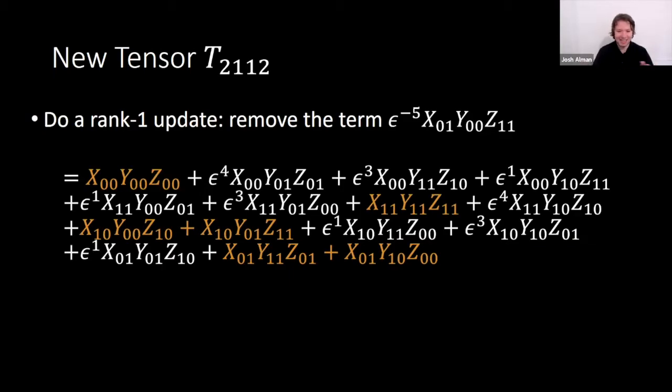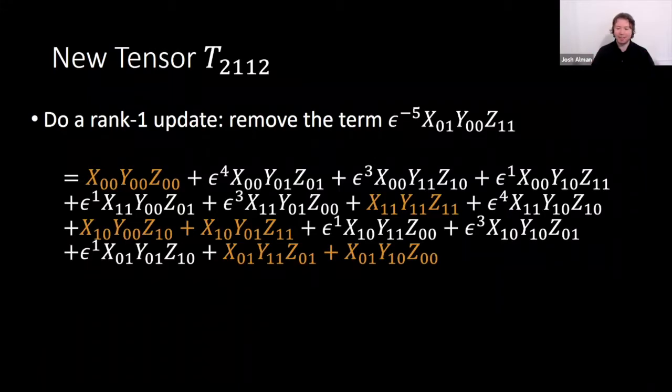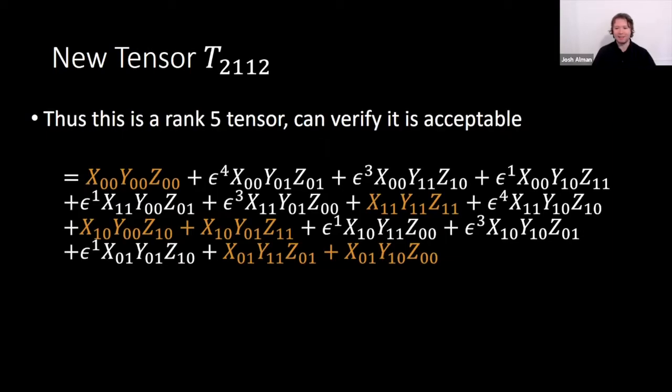So this shows that the orange terms have border rank 5, but what I'm really doing is plugging particular small constants in for epsilon into this whole thing, and then getting a particular tensor with rank 5 that we use. And you can see it's acceptable.